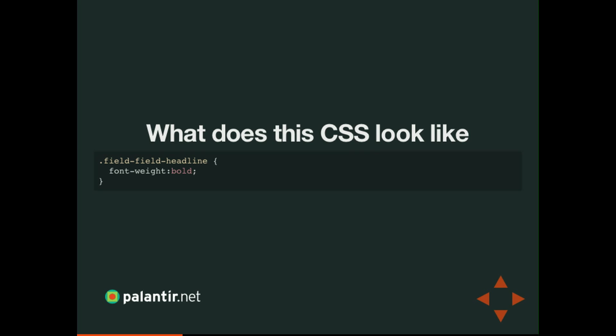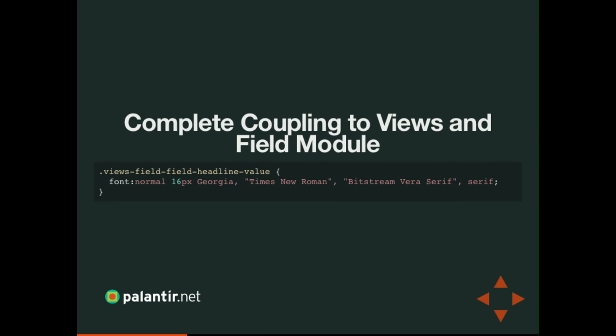Again, it's a descriptive class name, or a class like views, field, headline, value. This is a long class name, but it tells us exactly where it's coming from. We know that this class is coming from the views module. We know that views module is calling the field module. We know that the field module is rendering field headline, specifically the database column value. This is a really descriptive class name, but it's completely coupled to the internal modules that produced it.